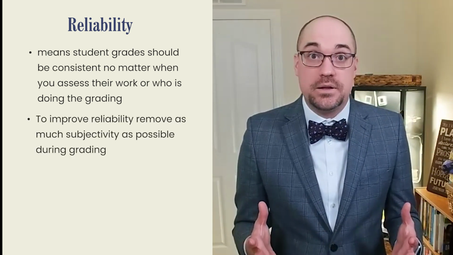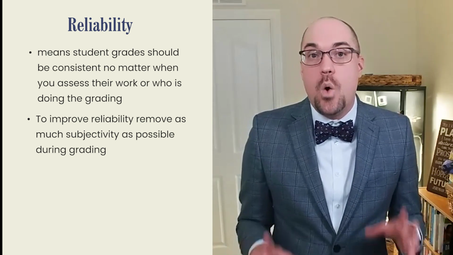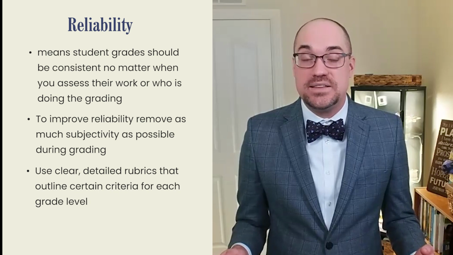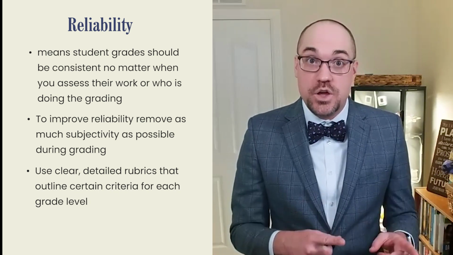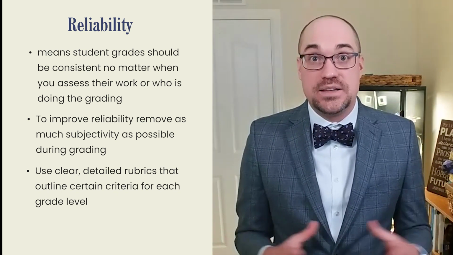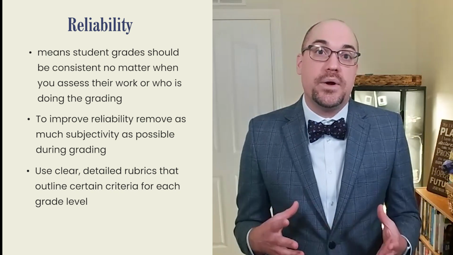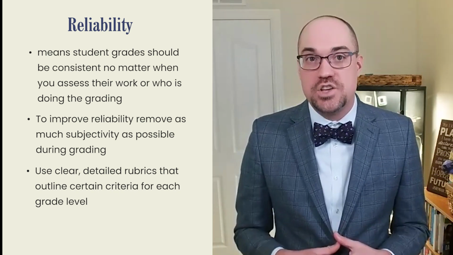To improve reliability, you need to remove as much subjectivity as possible from your grading. One way to do this is by using clear, detailed rubrics that outline specific criteria for each grade level. When your expectations are clear, both to you and to your students, it's easier to be consistent across different assignments, across different students, and across different days. Rubrics make it less likely that emotions or other external factors will influence your judgment and grading.